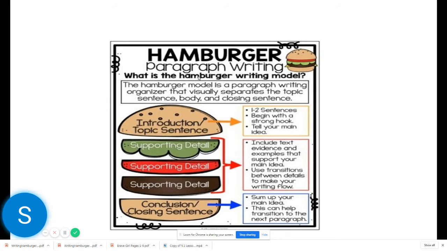So yesterday we saw this chart. I want you to keep this in mind. Really quickly, an informational paragraph has a topic sentence, which is the bread, supporting details, and then the closing sentence, which is the other part of the bread, the bottom bread. You need all of these things in order for you to have a good paragraph that makes sense.